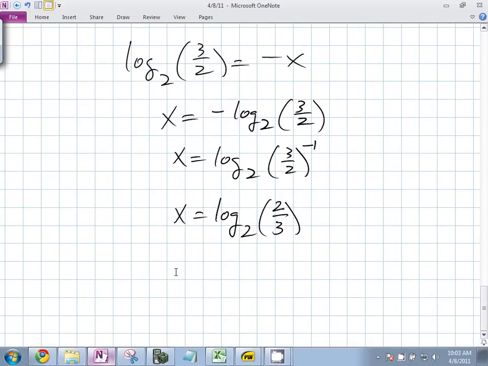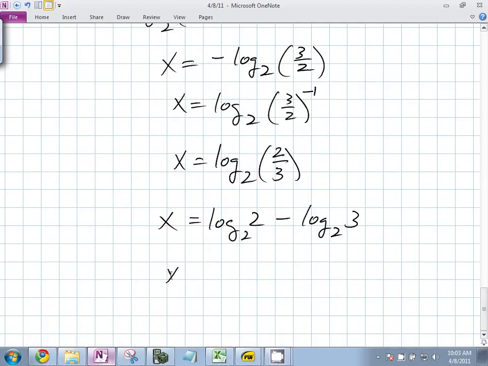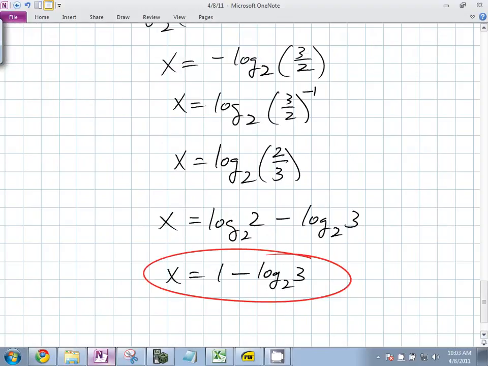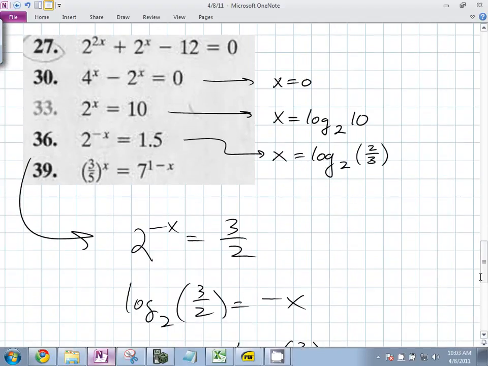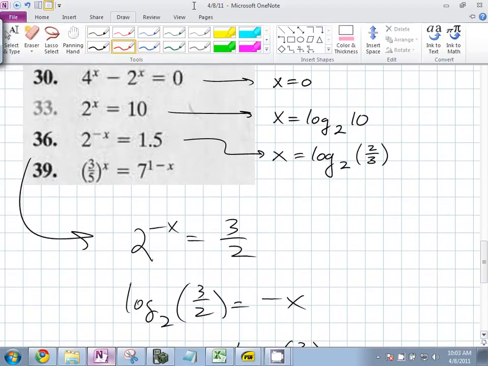But that's equal to log base 2 of 2 minus log base 2 of what? What is log base 2 of 2? 1 minus log base 2 of 3. That's the cleanest answer possible right there. I like this one. That's awesome. Woo! It's exciting. Now what about this one right here? Did anybody get anywhere on this one?